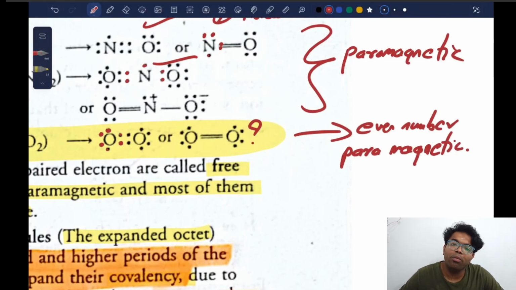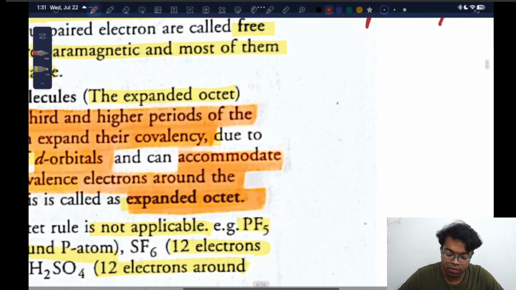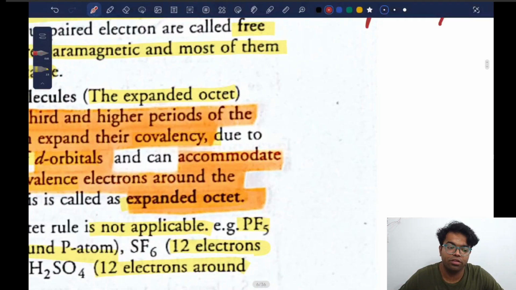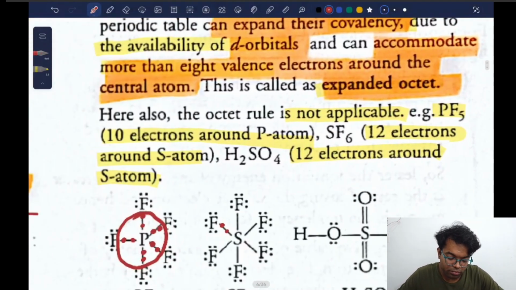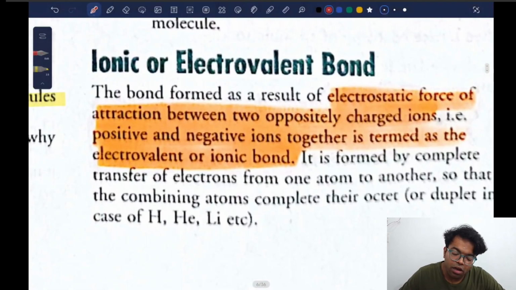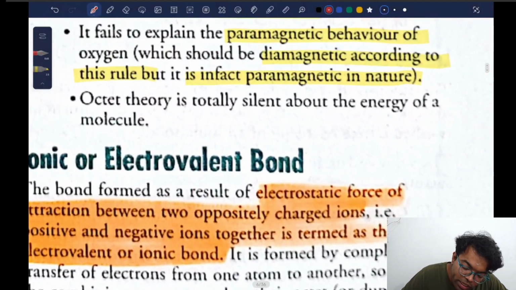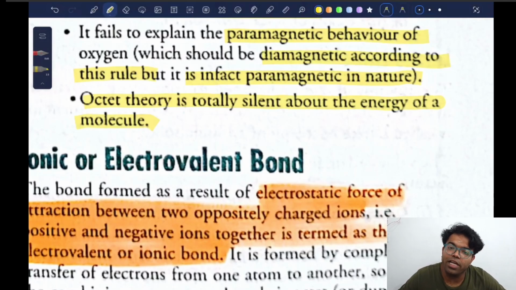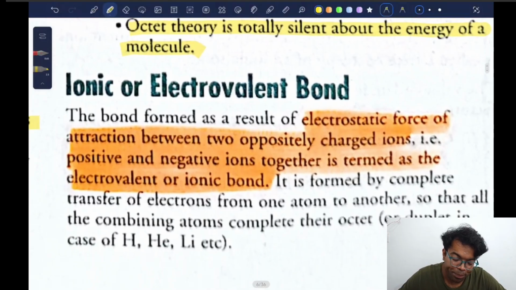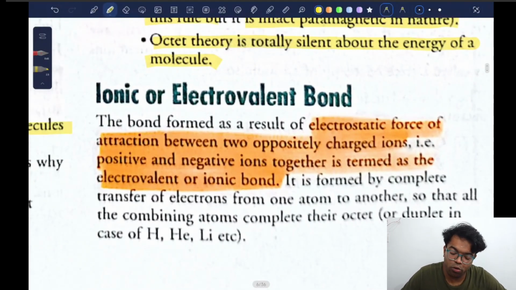We will learn more about this when we study the molecular orbital theory, when two atoms come together and share their molecular orbitals. This is known as MOT. I think that's going to be the last topic of this chapter. Next, the octet rule is totally silent about the last point. Octet theory is totally silent about the energy of the molecules. How much energy will you have? We cannot figure out how this forms.